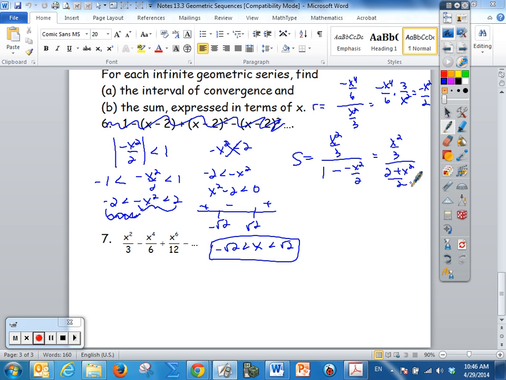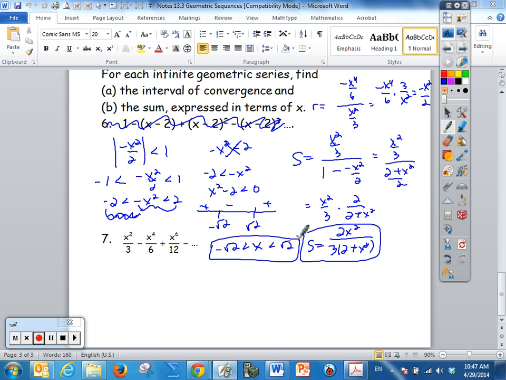Now I flip it upside down. So I have x squared over 3 times 2 over 2 plus x squared. And I pretty much am stuck in the water. I can't really do anything. So it's x squared over 3 times 2 plus x squared. Bless you. There's no fixing that.